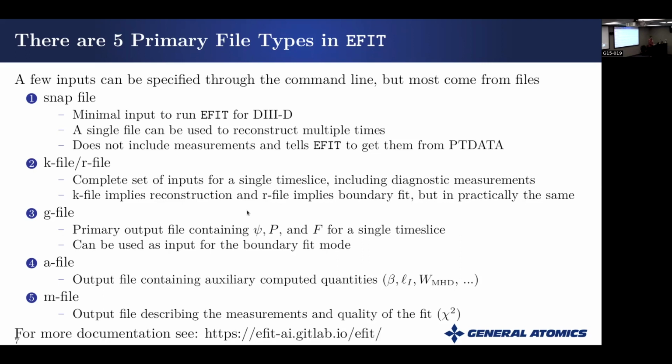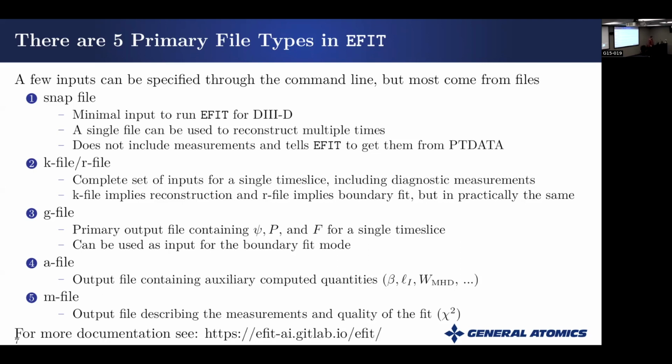And the R file is essentially the same Fortran namelists, the same variables, but it more or less indicates whether you're running in reconstruction mode with a K file or in the boundary fit mode with an R file. So they practically could be the same, but if you get one or the other, you're expecting certain variables to be set to run EFIT in a certain way.